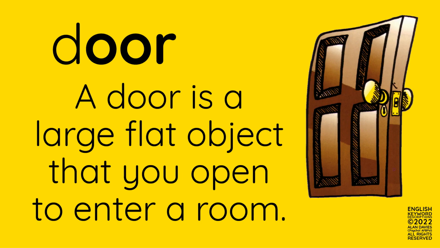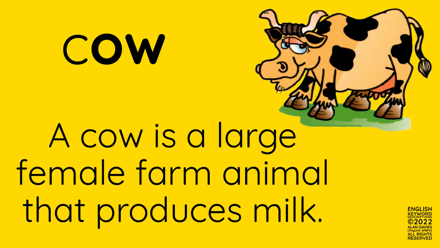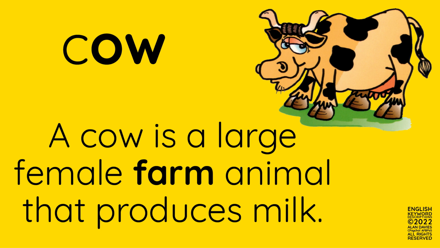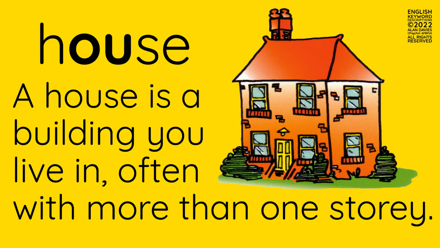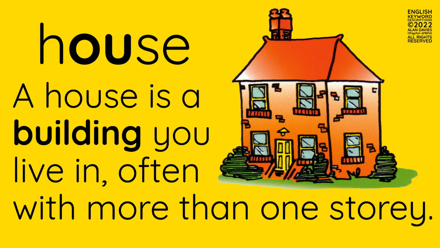Door. A door is a large flat object that you open to enter a room. Cow. A cow is a large female farm animal that produces milk. House. A house is a building you live in, often with more than one story.